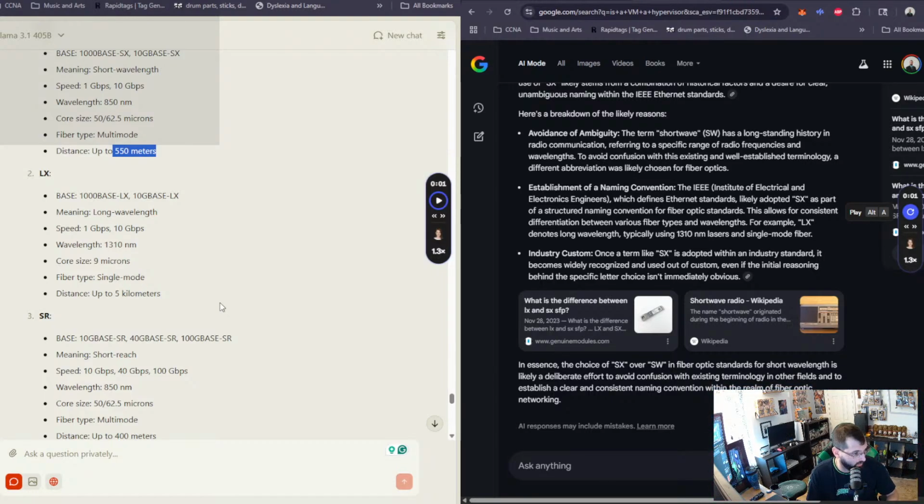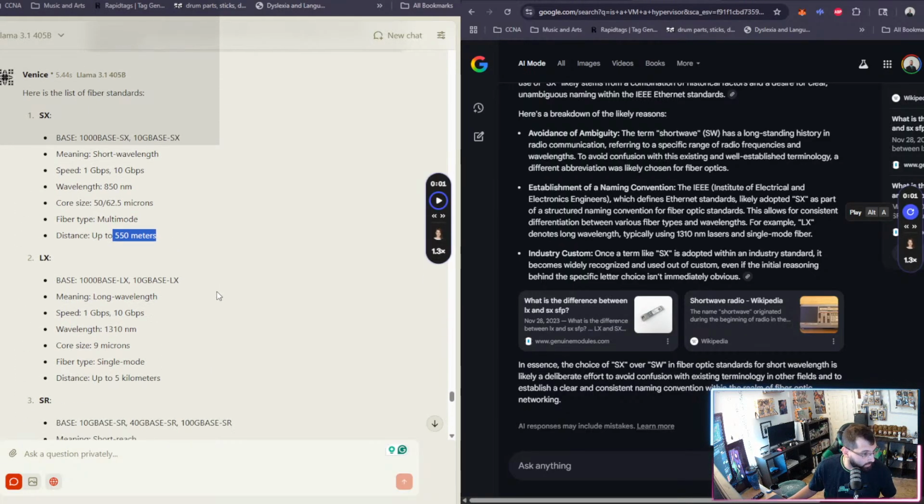Okay, I understand that. We have 1000BASE to 10GBASE, just like how we did SX. The difference with this is that this is single mode, because the core size is so small and it can go for so long.